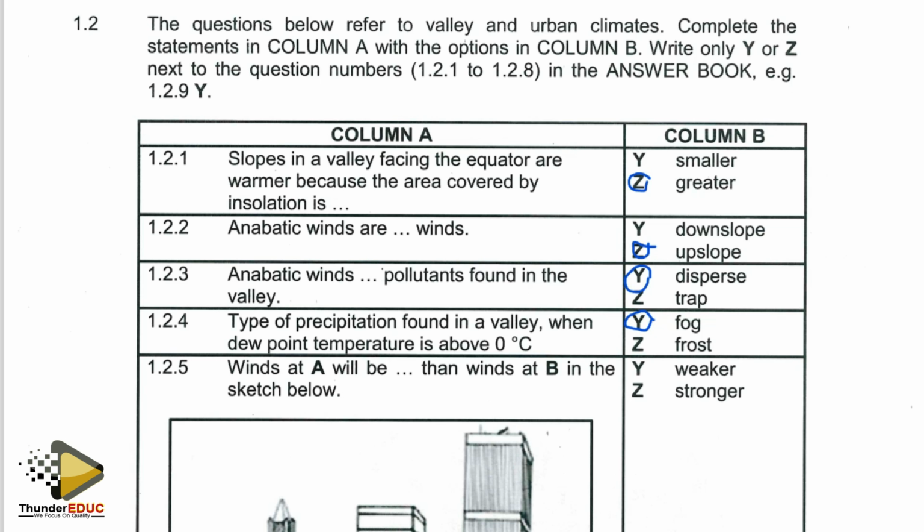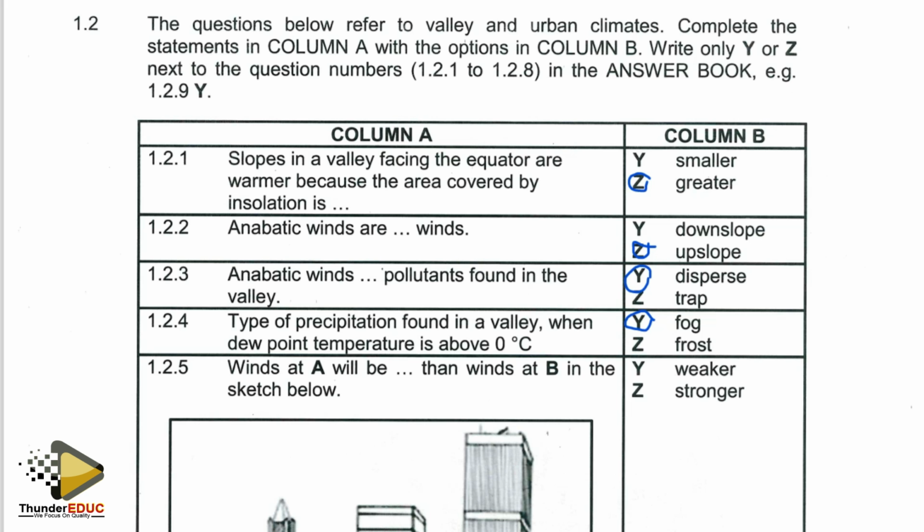Why are we not saying frost? Because frost only forms when the temperatures fall to freezing point, which is 0 and below 0, which means we can only have the formation of frost in the valley at temperatures of maximum 0 to minimum of negative temperatures. So that qualifies fog to be the correct response in that instance. We move on to the next question, number 125.